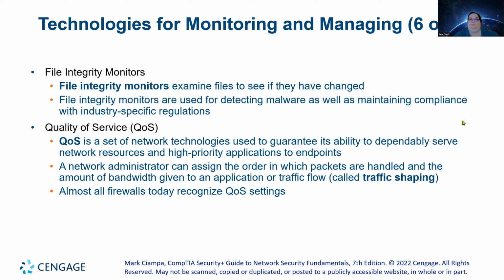Then QoS, or quality of service, is a set of network technologies used to guarantee its ability to dependably serve network resources and high priority applications to endpoints. A network administrator can assign the order in which packets are handled and the amount of bandwidth given to an application or traffic flow. This is called traffic shaping. Almost all firewalls today recognize QoS settings. In fact, all the ones that I've worked with have had that.